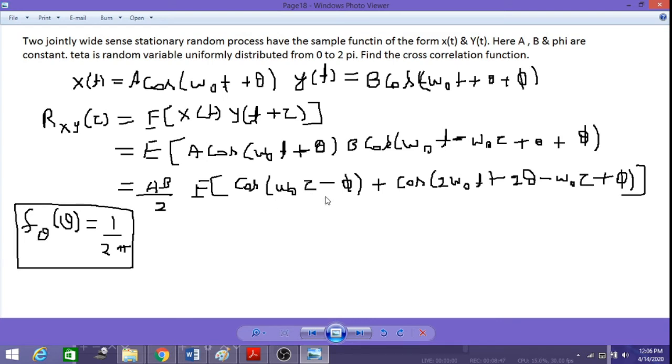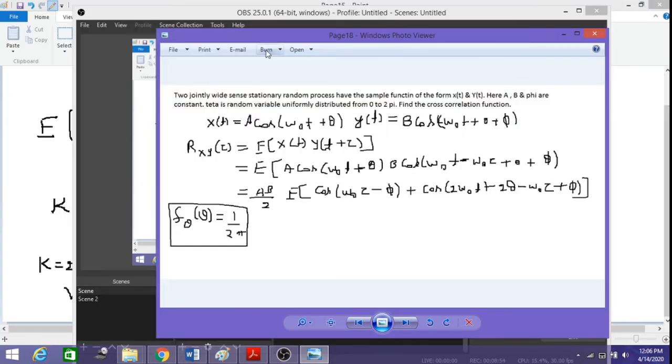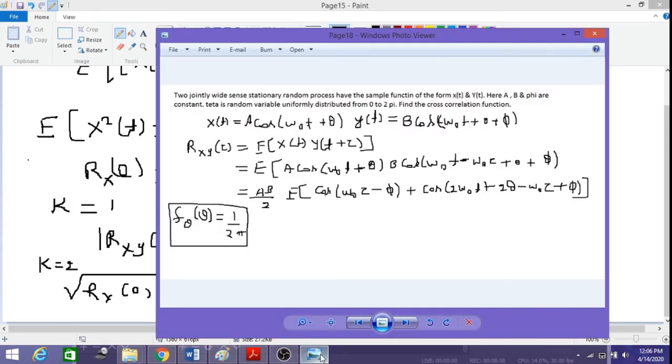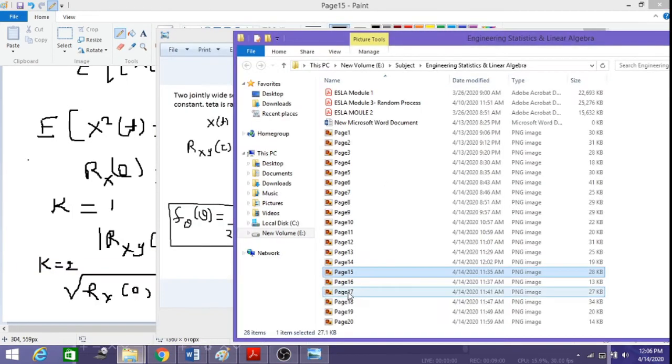Now in this term we are integrating with respect to theta. Let me take this to my screen here. This is page number 18, so I'll take this page here.